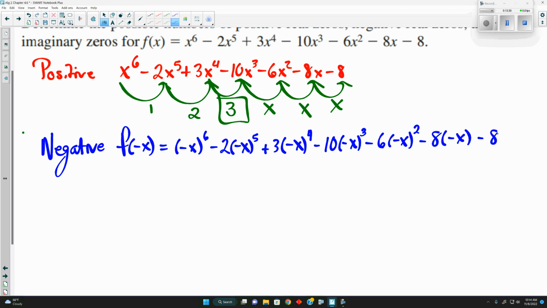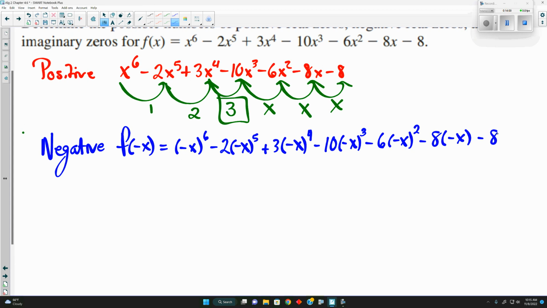What happens if we multiply a negative number by itself an even number of times? What happens to it? It becomes positive. Anytime we multiply a negative by itself an even number of times, it's positive. So negative 1 squared is just 1, because if we multiply by an even number of times, it always is positive, yes? If we put it to an odd number of times, it is negative, yes?